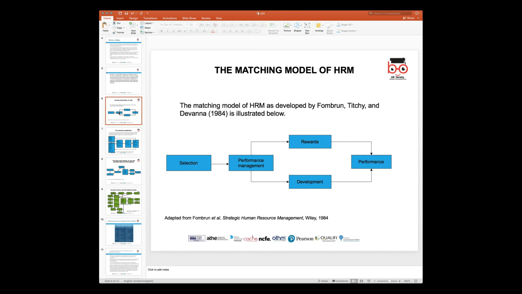Now, let's also look at the different types of models of human resources management, which have been proposed and have evolved over the years. And so let's briefly go through some of these models.